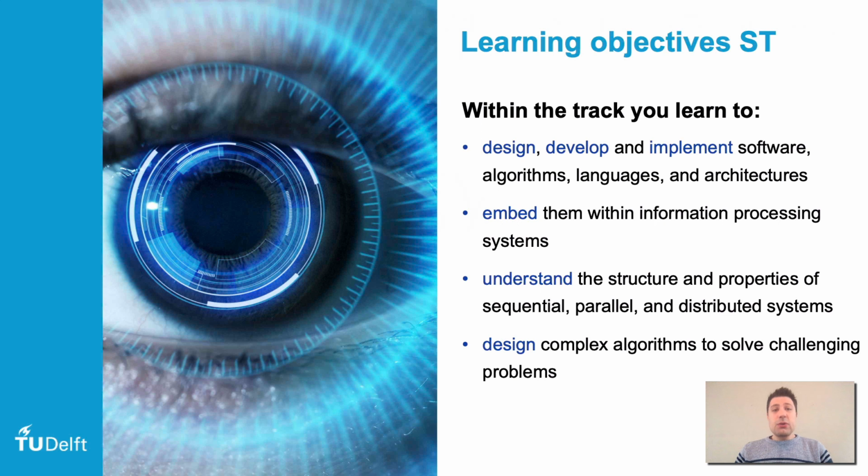If I put this into learning objectives, in this track you're going to learn how to design, develop, and implement software, algorithm, languages, and architectures. You're going to learn how to embed them within the information processing systems that might be around. You're going to understand the structure and the properties of sequential, parallel, and distributed systems, because after all, software systems need to scale. And you're going to learn how to design complex algorithms to solve challenging problems.